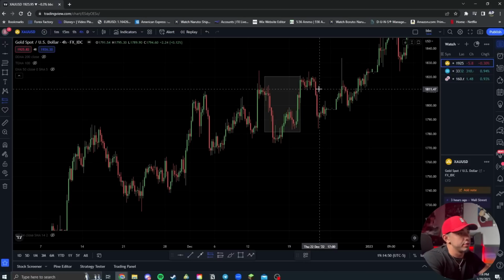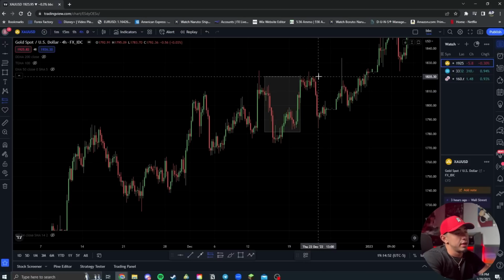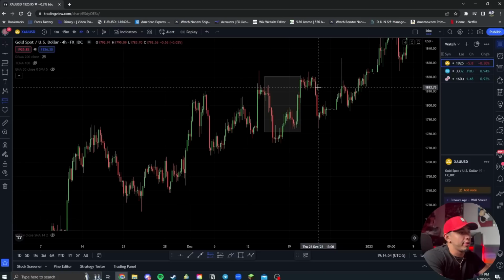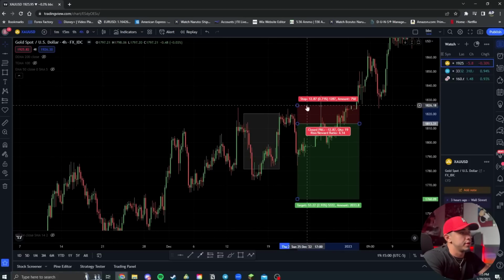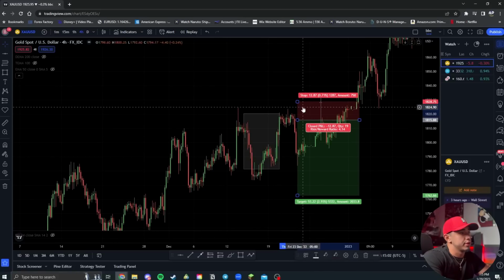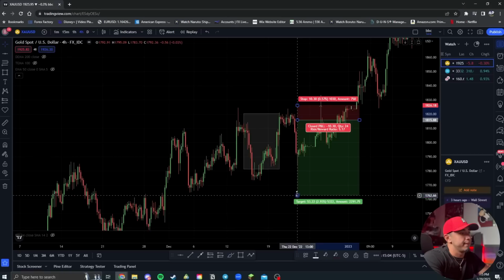So obviously, we're not going to get the perfect entry up here. If you want to, you can, but I'd rather have the confirmation of break and retest. So I'd most likely get in here. Let's move this down. And I would move it a little higher. We'll take a little bit more of a risk here.